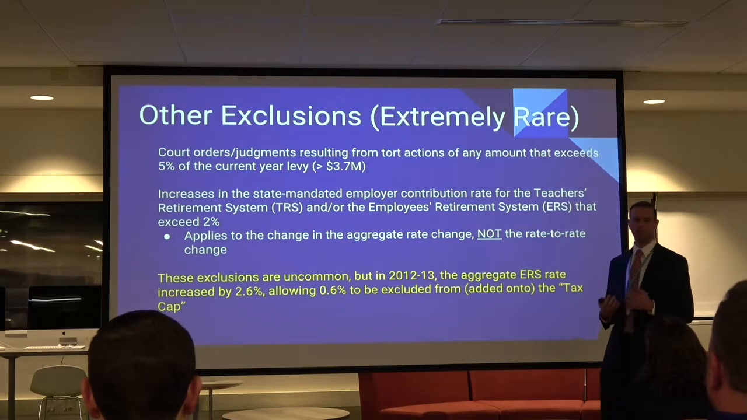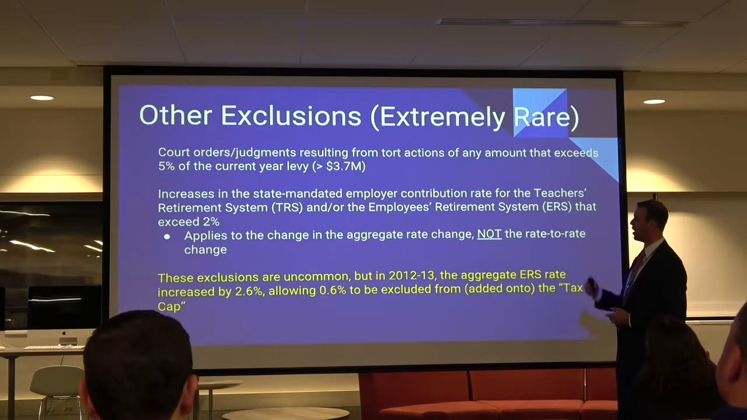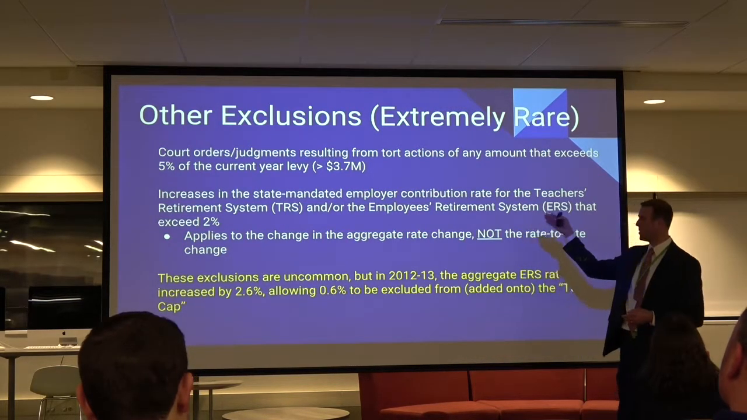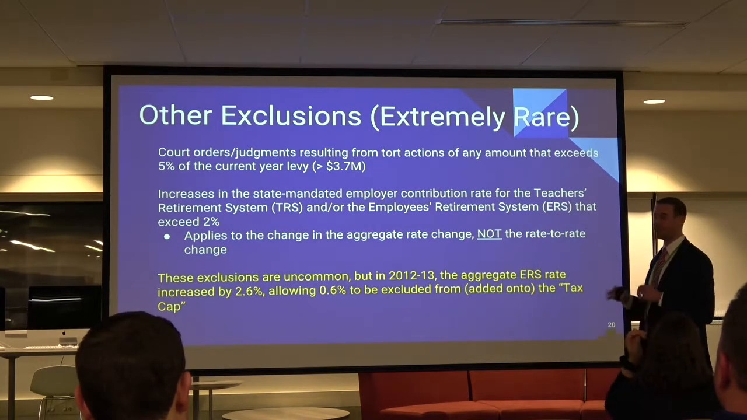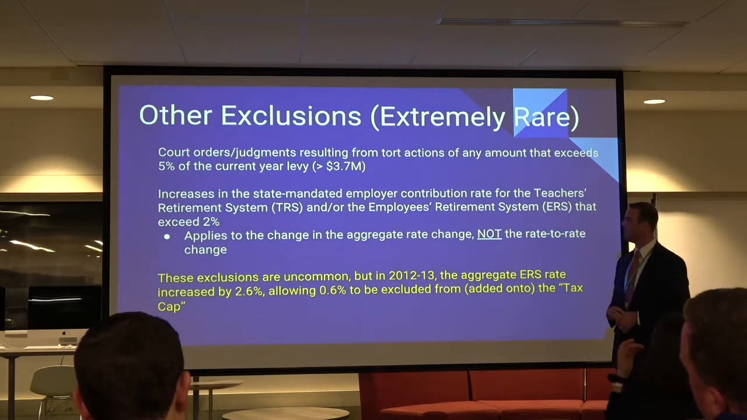So other exclusions, and these are very rare, would be a court order or a judgment in excess of 5% of our levy. Our levy for last year was about $74 million, so it would be an amount above $3.7 million. These are very rare. This has never happened, and hopefully will never happen.